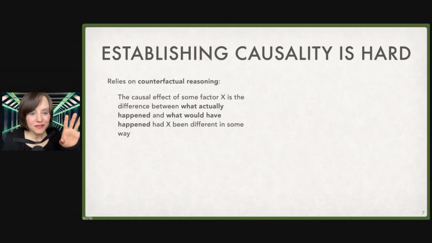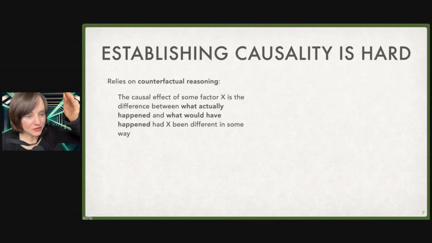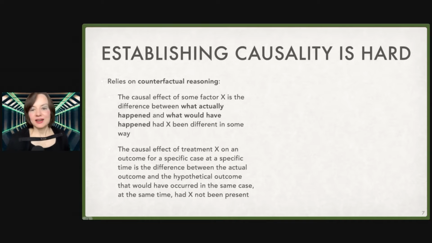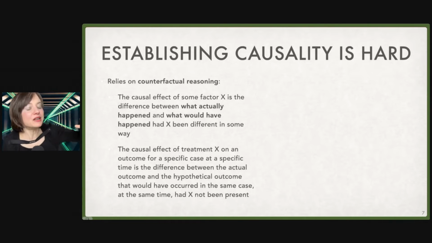So the causal effect of Nick Cage causing people to drown is the difference between what actually happened, he starred in a movie that summer, and what would have happened had he not starred in a movie that summer. So it's what would have happened had X been different. We're going to get even more in the weeds. So the causal effect of treatment X. We can talk about X as a treatment, right? People are being treated with this drug of Nick Cage movies, for example.